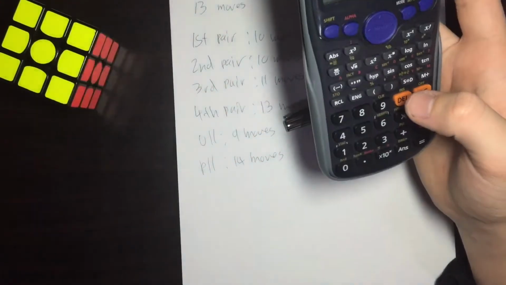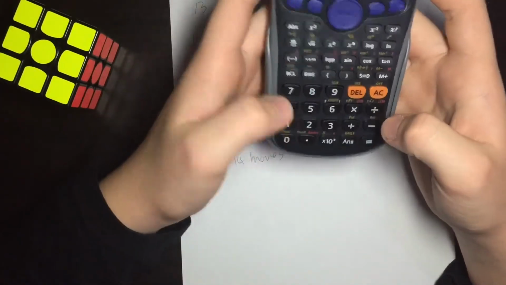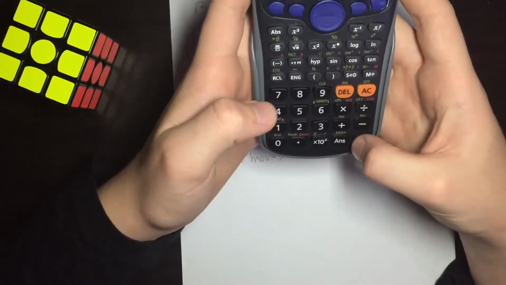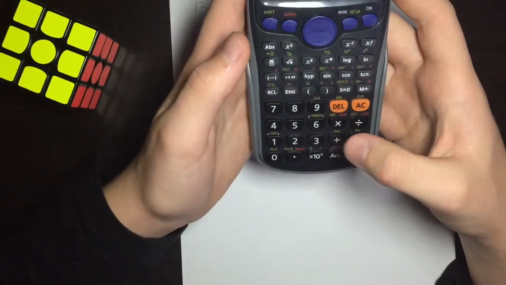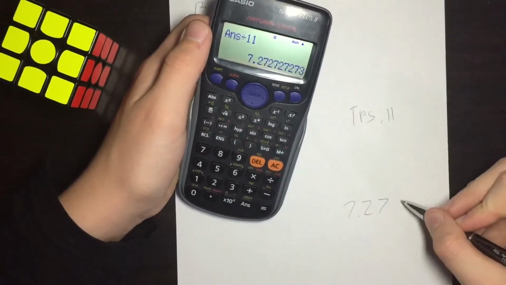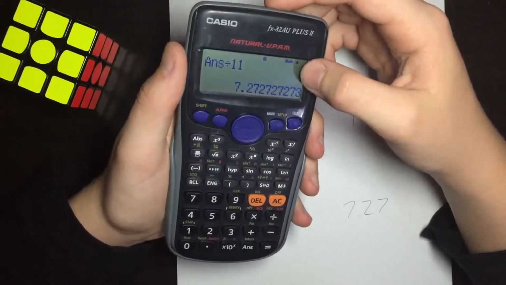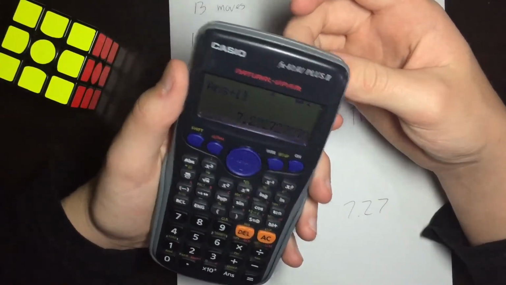That's 80 moves, that's actually quite a lot. But if we go 80 divided by 11, which is our TPS, that's 7.27 seconds. So 7.27 seconds for that solve if you were really good at solving.